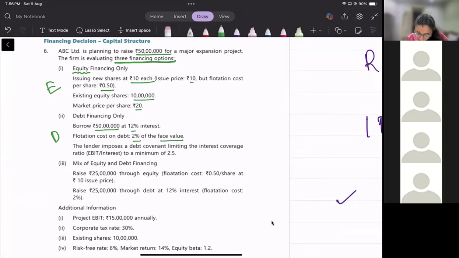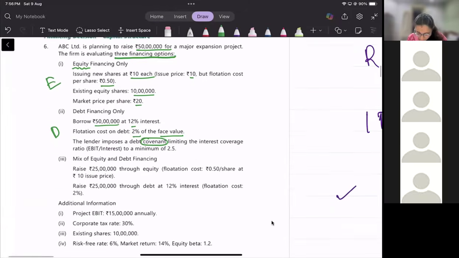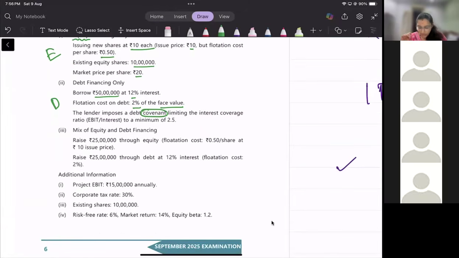The lender imposes a debt covenant limiting the interest coverage ratio to a minimum of 2.5. Covenant just means an agreement. That's all. Nothing else. That is, the lender has said that the interest coverage ratio should only be 2.5. Clear? So there is an agreement. Covenant means agreement, nothing else. That is all about the second option.